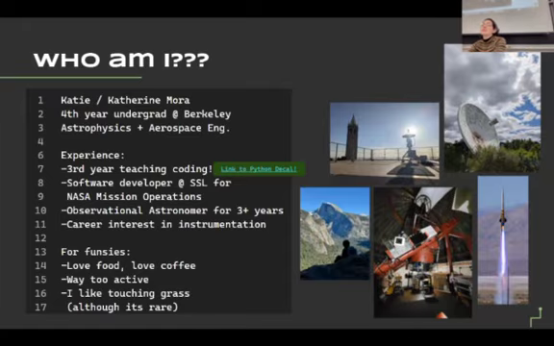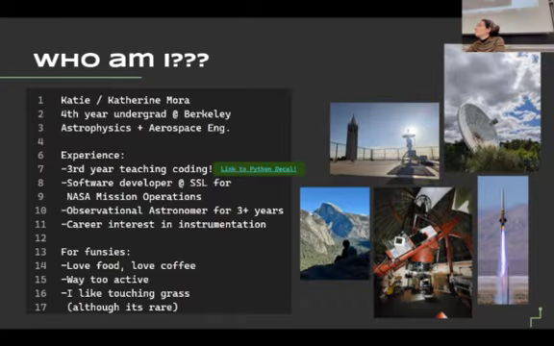I'm also a software developer at Space Sciences Laboratory, which is up the hill, helping with some NASA mission operations and the pipeline for that. So that's pretty fun. I've been an observational astronomer for 3 years. Those are some of the telescopes that I've had the pleasure of using. The big red one is the one that I use on a monthly basis, and the other two were just fun projects. Those are radio dishes. They're super, super fun to use.